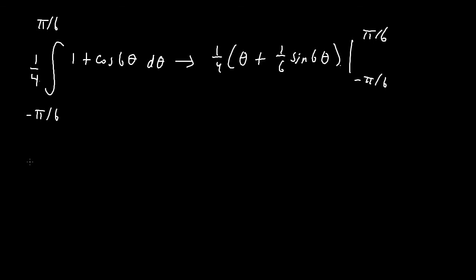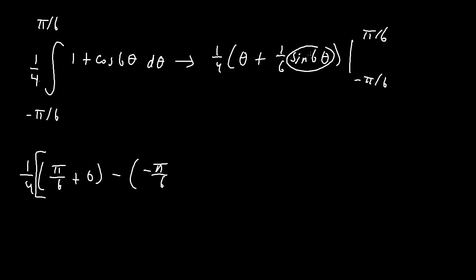So when I plug in pi over 6 first, we'll get 1/4 times pi over 6 plus 1 over 6 times sine of 6 times pi over 6. Now 6 times pi over 6 is just pi, sine of pi is 0, so we'll just get 0. Minus, when I plug in negative pi over 6, we'll get negative pi over 6 plus, once again, sine of 6 times negative pi over 6, which is negative pi. Sine of negative pi is also 0, so we'll still get 0 here.